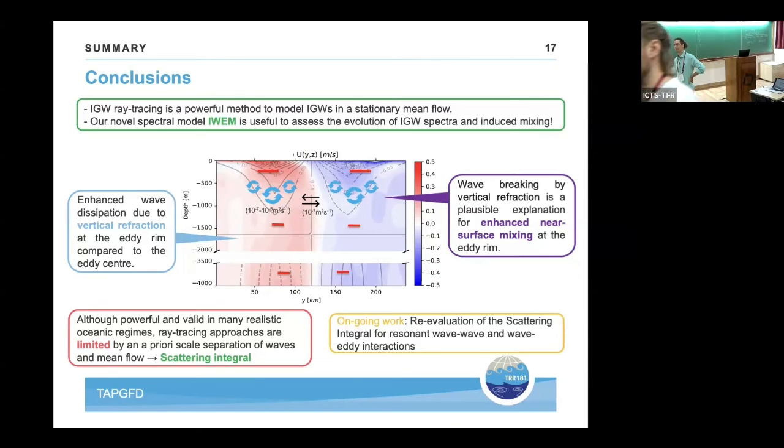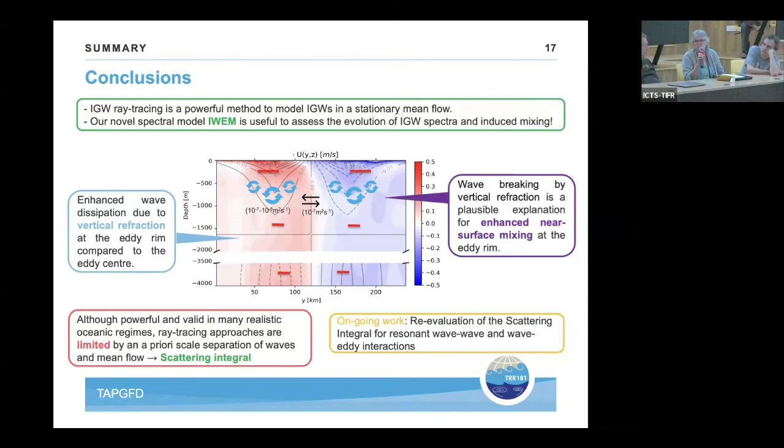Yes, are there more questions? I guess first I'll have a comment that the ray tracing approach, even though theoretically it's limited by this scale separation, in practice it works really well, even when you have no scale separation. So that's one comment. I had a question about how you computed your vertical diffusivity.